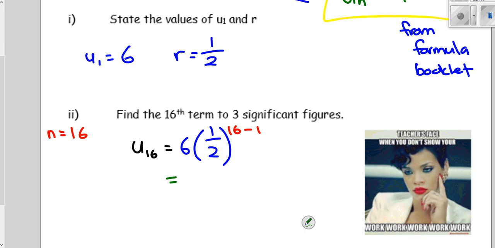I got 1.83 times 10 to the -4. Which is possible, could be a really small number, because you're halving each time. The common ratio is a half, and you're halving each time, so the 16th term could be a really, really tiny number. Yep, so 1.83 is the part that's rounded to 3 sig figs, times 10 to the negative 4.